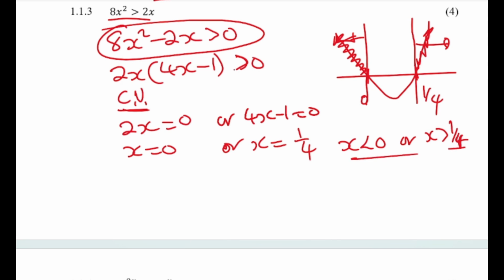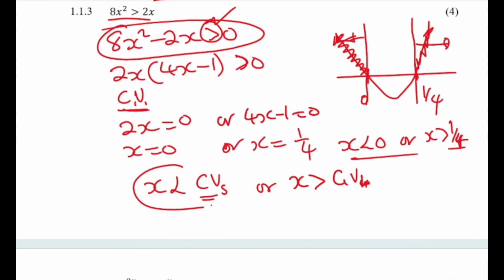Remember, if you have your inequality like this with greater than, it's going to be x less than the smaller critical value or x greater than the larger critical value. Just remember that. Okay, x less than the smaller critical value, and then x larger than the larger critical value.